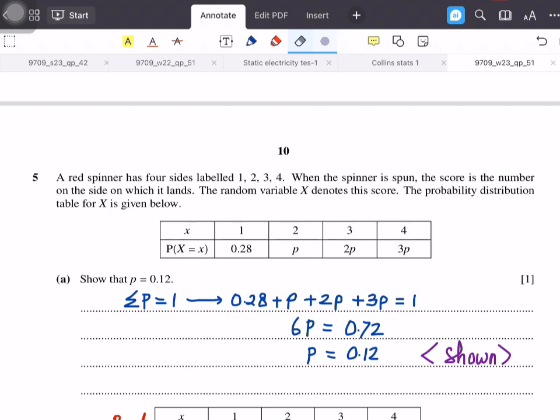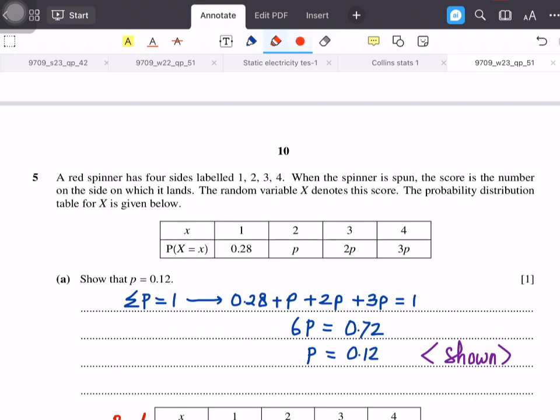A red spinner has 4 sides labeled 1, 2, 3, 4. When the spinner is spun, the score is the number on the side on which it lands. The random variable X denotes this score. The probability distribution table for X is given below. Show that P is equal to 0.12.